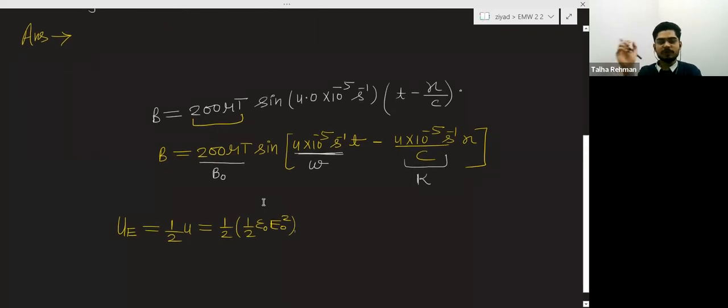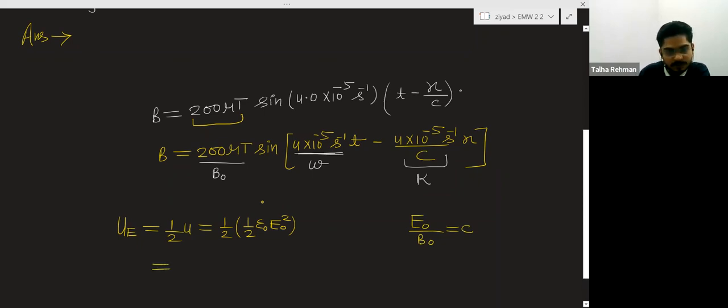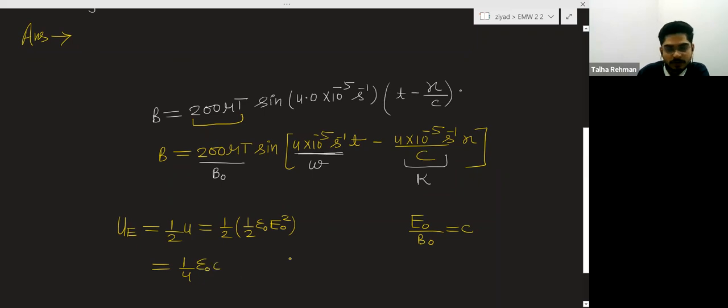Half of epsilon naught E naught square. Now there is a relation between E naught and B naught. This is equal to C. So from here E naught value can be written. So it will become 1 by 4 times of epsilon naught into E naught. Instead of this E naught square, we can write C square into B naught square.